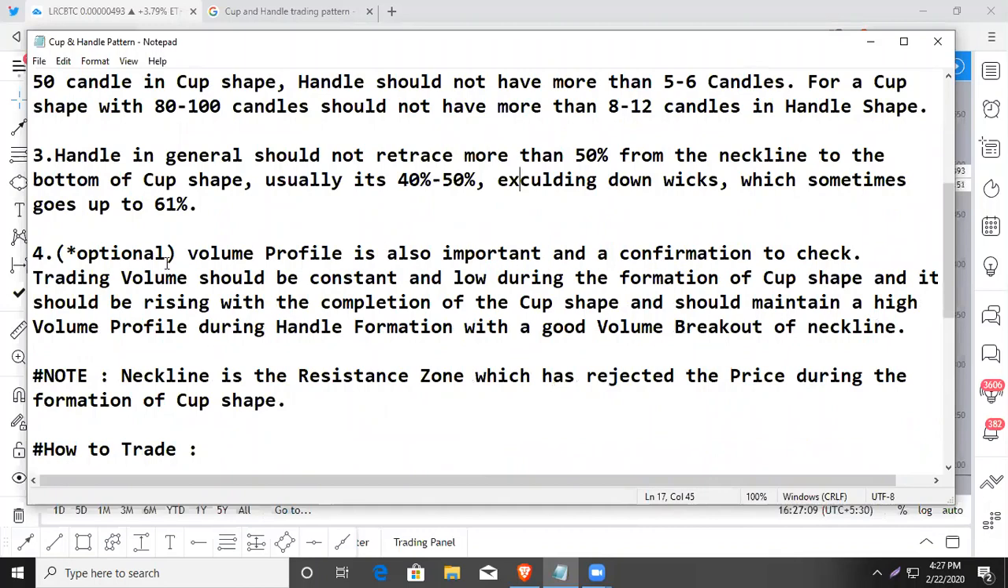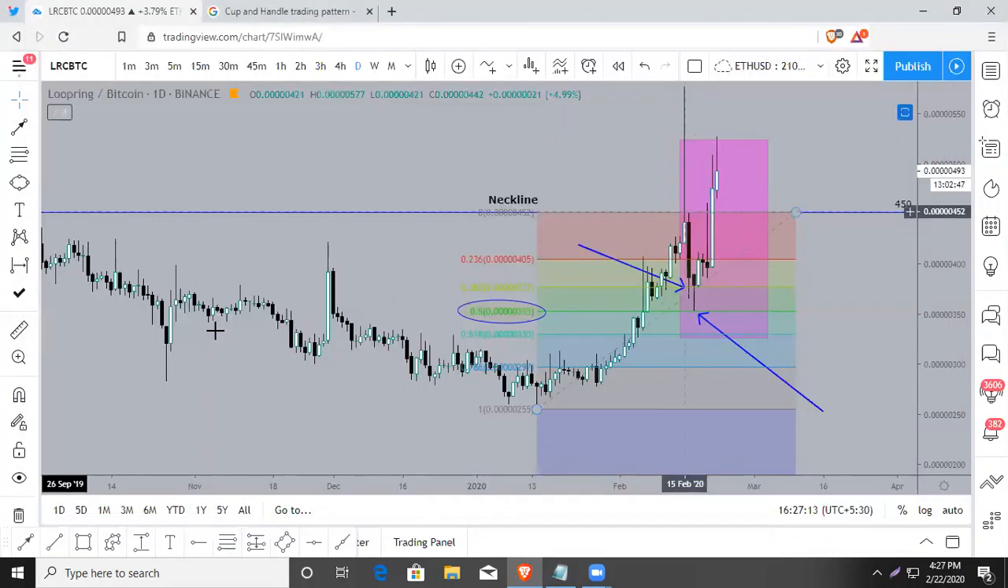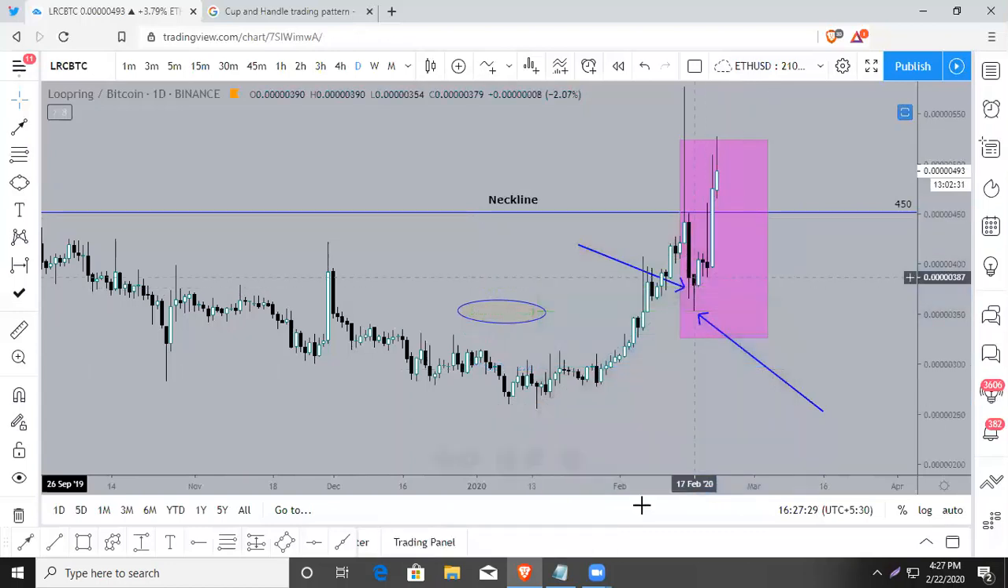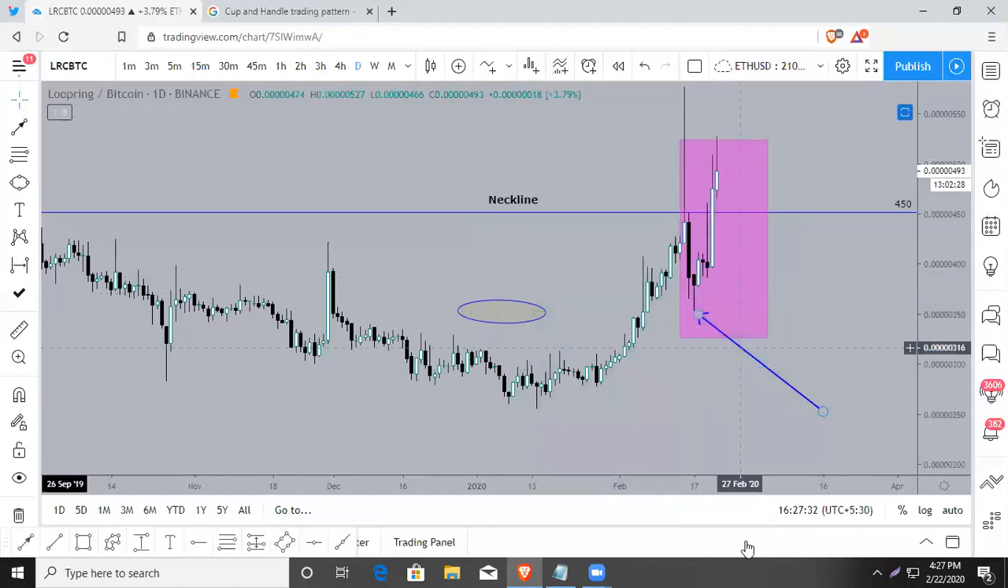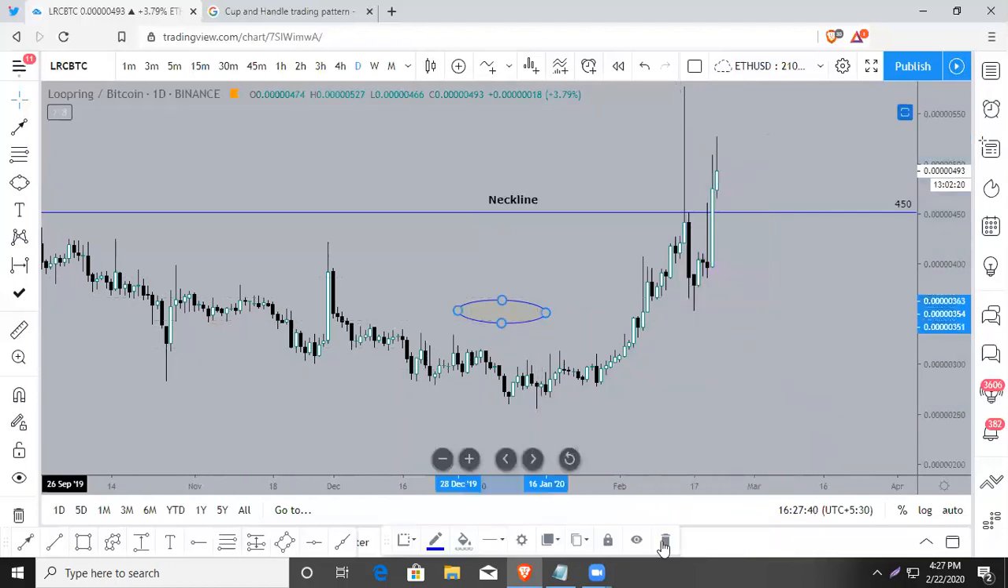Okay, the fourth rule is optional. You can even trade with all these three confluences: a consolidation of more than 50 candles, a handle with retracement less than 50%, and a minimum number of candles. If you have these confluences, you can already trade the cup and handle pattern. But if you want to add some extra confirmation, the fourth thing I use is the volume. Volume profile is also very important in this pattern if you know how to use it.